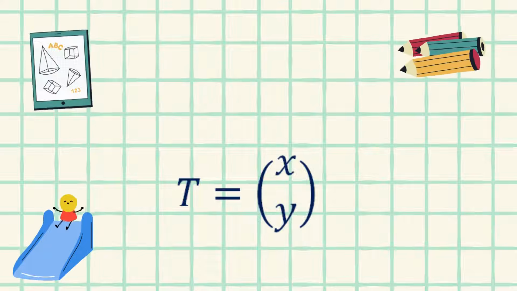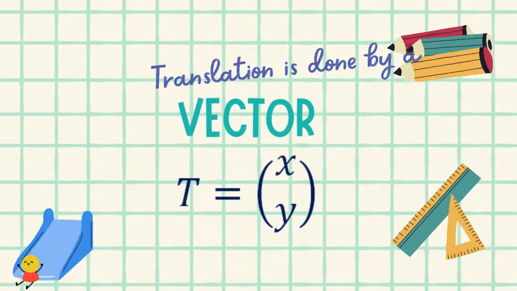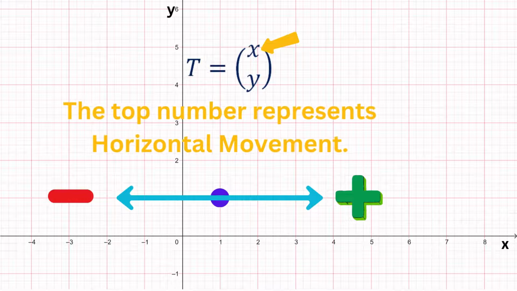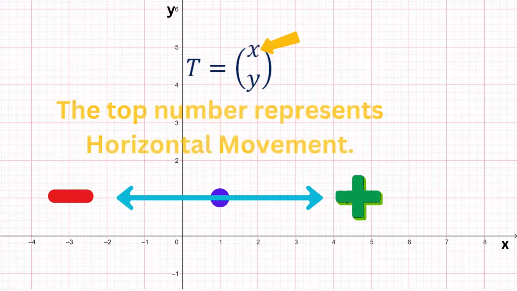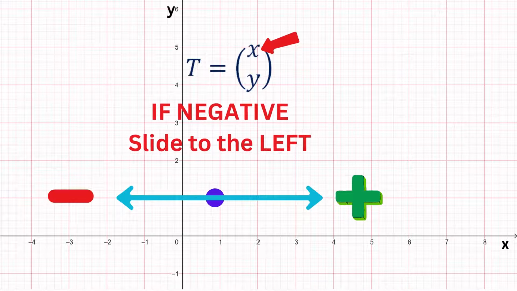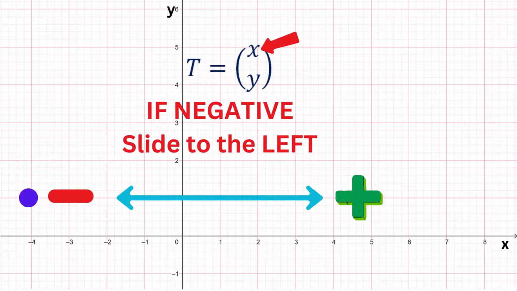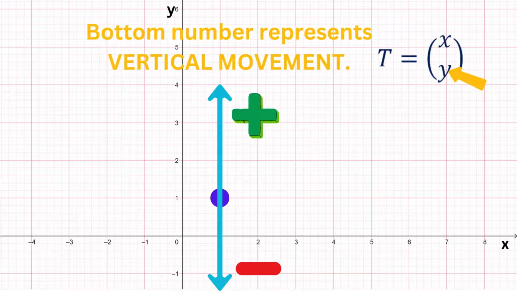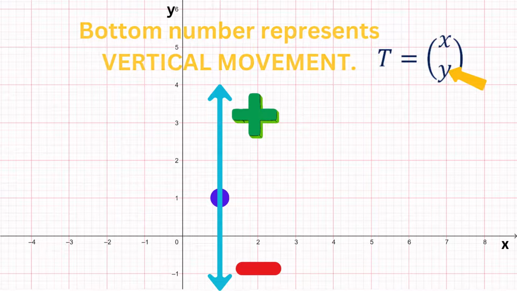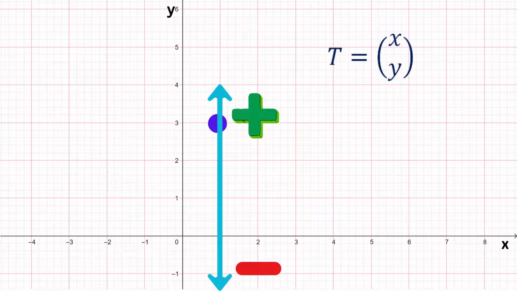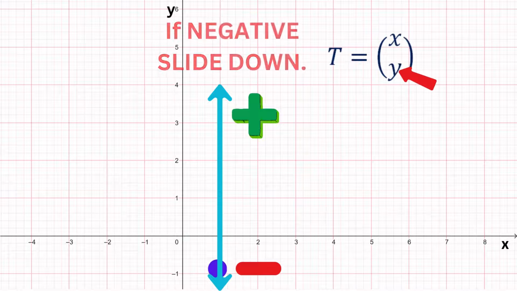Translation is usually performed by a vector. The top number in the vector represents the horizontal slide parallel to the x-axis. A positive value means we slide to the right, while a negative value means we slide to the left. The bottom number in the vector represents the vertical slide parallel to the y-axis. A positive value means we move up, while a negative value means we move down.